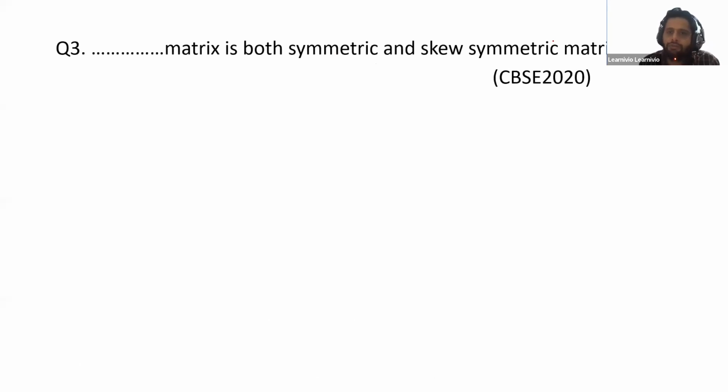Now, this one. Dash matrix is both symmetrical and skew symmetrical. This question came in CBSE 2020. Which matrix is both symmetrical and skew symmetrical? The null matrix. So please note down this: null matrix is both symmetrical and skew symmetrical. This question came in CBSE 2020.